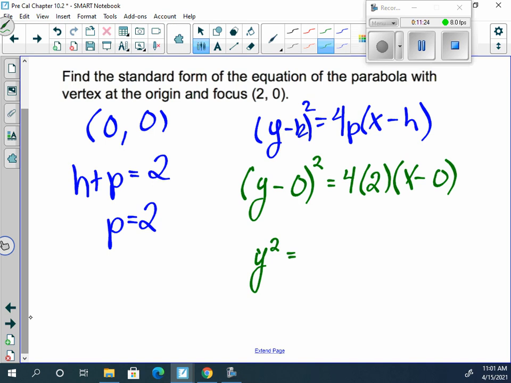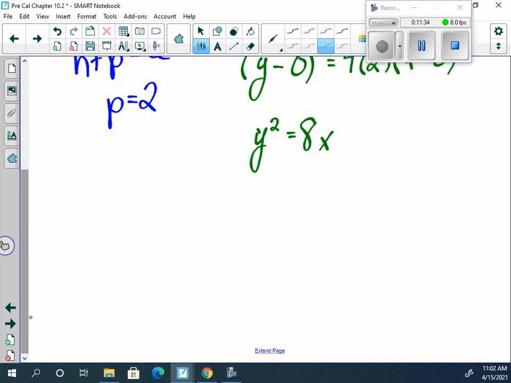4 times 2 is... x minus 0 is... times 8 is. So we get this equation here. Now, most likely, we're wanting to get the variable that's not squared by itself. So I would divide both sides by 8, which would tell me x is equal to, well, we can put the 1/8 out front.